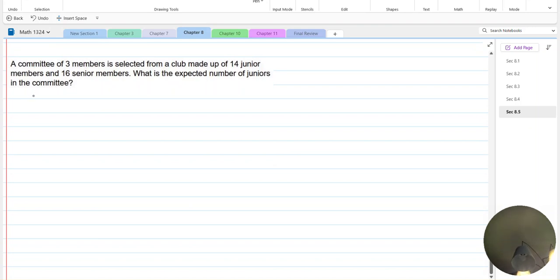A committee of 3 is selected from a club made up of 14 juniors and 16 seniors. Okay, so here we go. What do they want? What is the probability? No, the expected. What is the expected number of juniors in the committee?